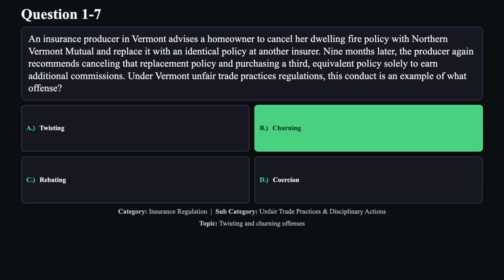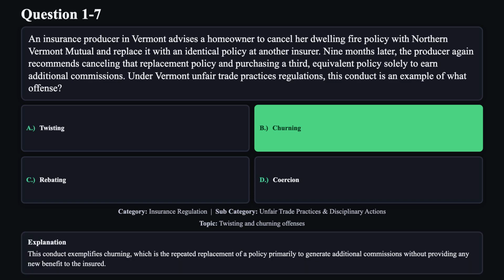The correct answer is B. This conduct exemplifies churning, which is the repeated replacement of a policy primarily to generate additional commissions without providing any new benefit to the insured.